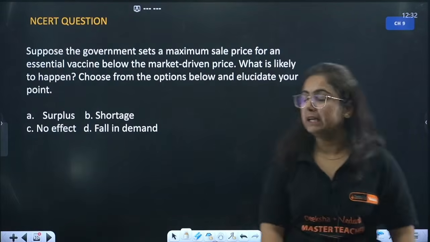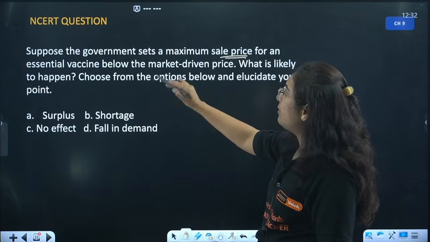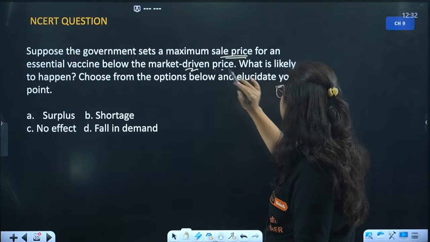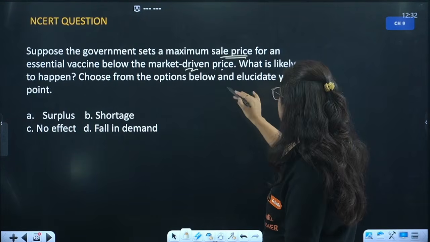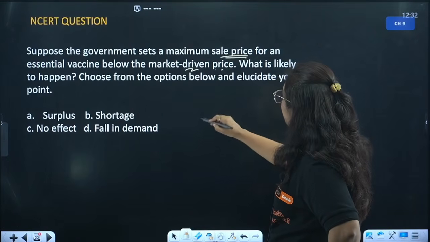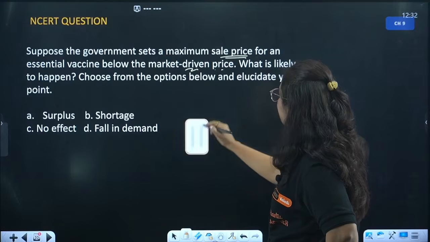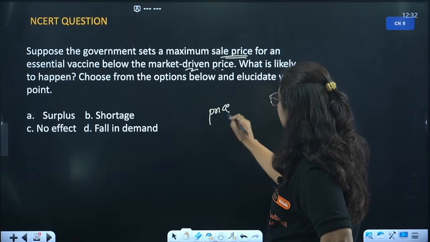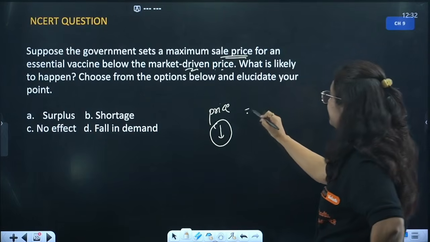Let's move to another one. Suppose the government sets a sale price for an essential vaccine below the market driven price. What is likely to happen? Choose from the options below and elucidate your point. So what happened, beta? The government sets up a maximum sale price. That means the price of a product is reduced because of the government's interference for an essential vaccine.